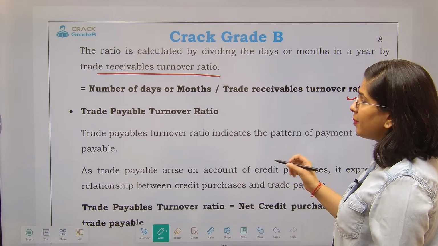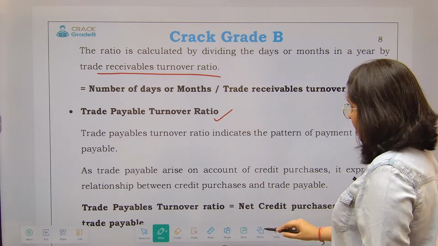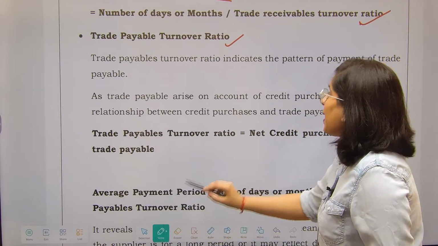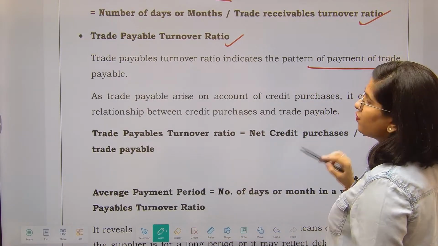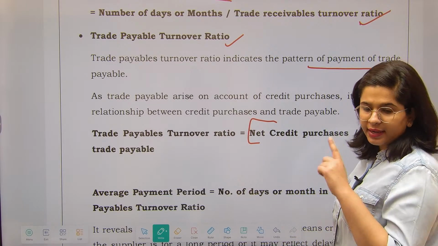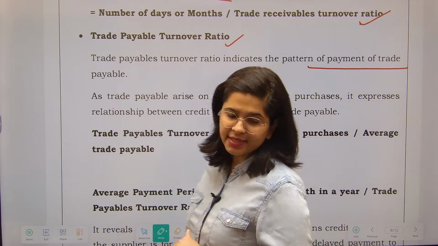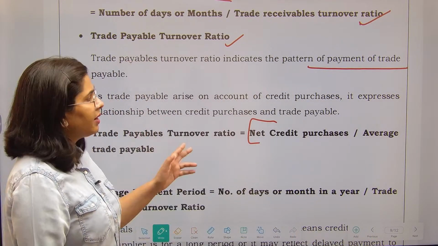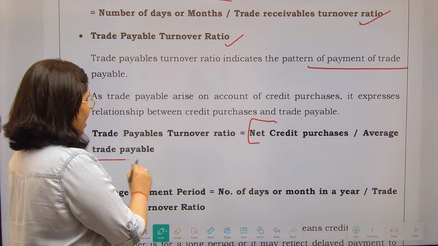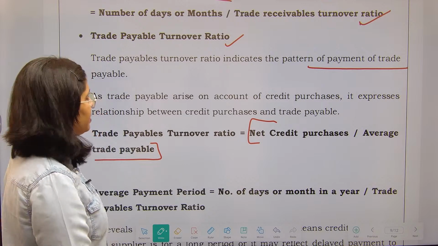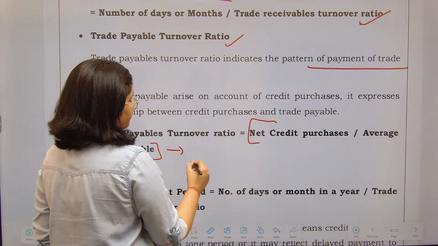Next is the trade payables turnover ratio. The trade payables turnover ratio indicates the pattern of payment to trade payables. Here, instead of using credit sales as we did for debtors, we will be using the credit purchases. Fine. So net credit purchases divided by the average trade payables. How are we going to calculate the average trade payables? We know about it.